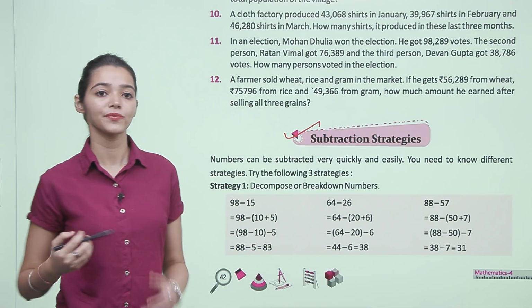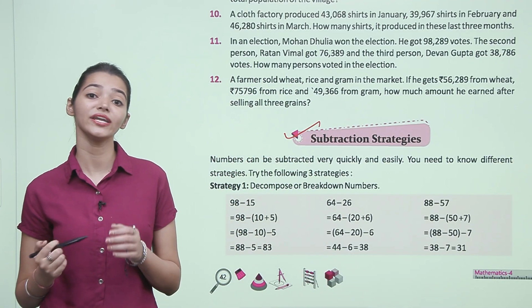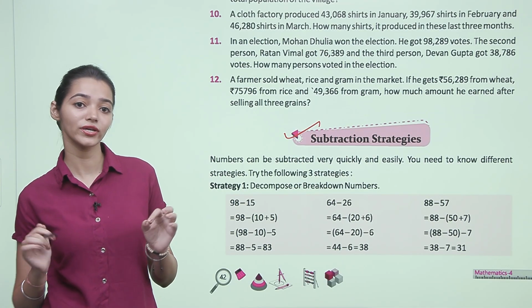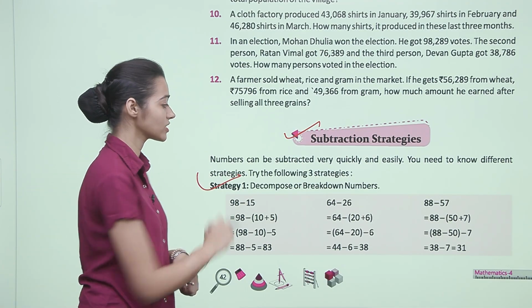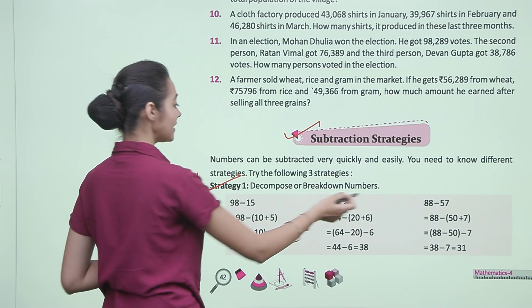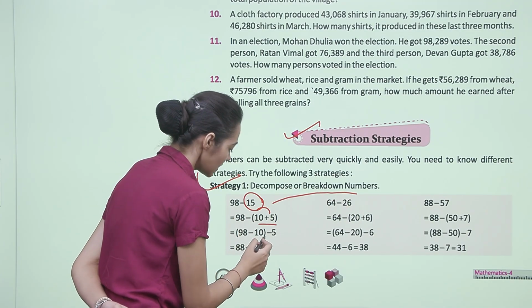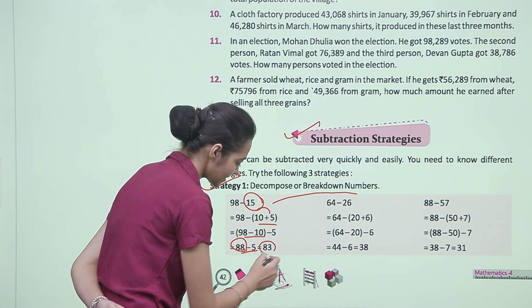Now let's start with our subtraction strategies. Numbers can be subtracted very quickly and easily. Now you need to know the different strategies, and here are the following different strategies. The first strategy says decompose or break down the numbers. That means 15 can be written as 10 plus 5. Now 98 minus 10 is 88, minus 5, that is 83.